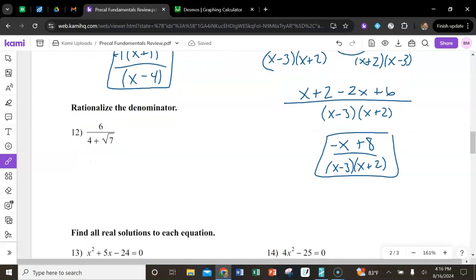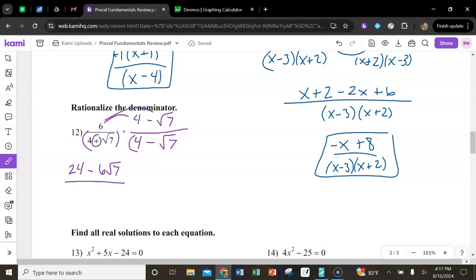Okay, the last thing I'm going to do on this video, and then I'll just make another video for the rest of it, is number 12. Number 12, you want to rationalize the denominator by multiplying by what is called the conjugate of the denominator, which means the same exact thing, but you want to change that middle sign. We're going to do that on top and bottom. On top, you're going to distribute the 6. So 6 times 4 would be 24. 6 times negative root 7 would be negative 6 square root of 7.